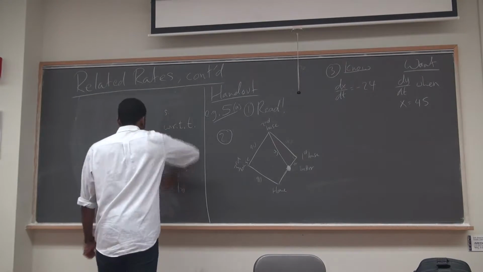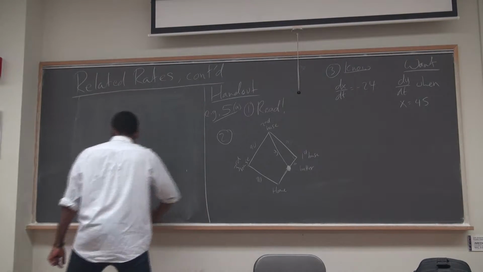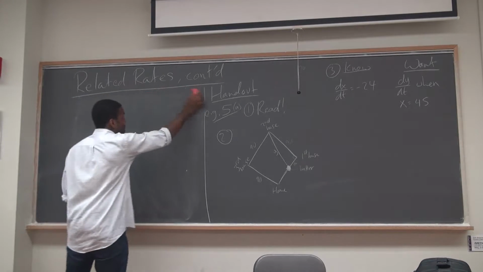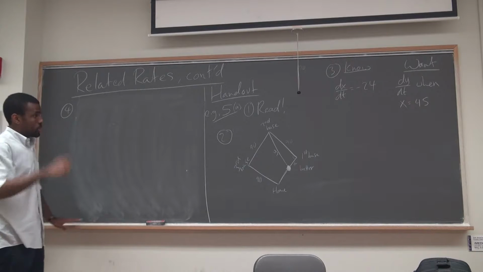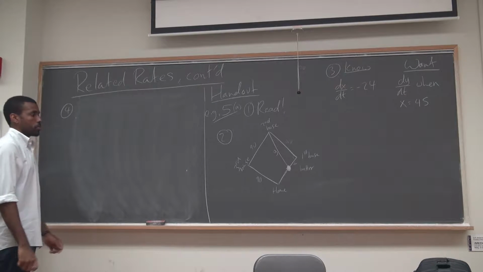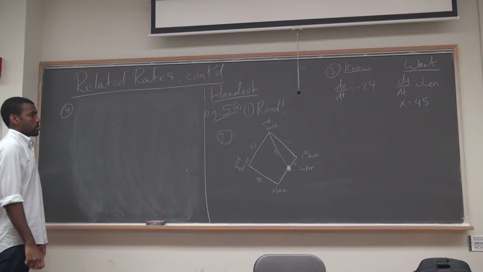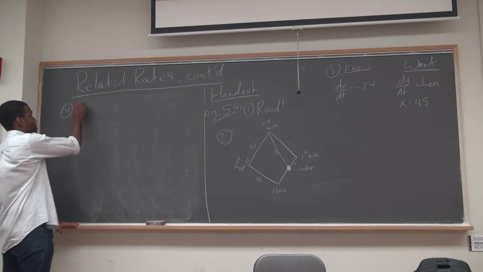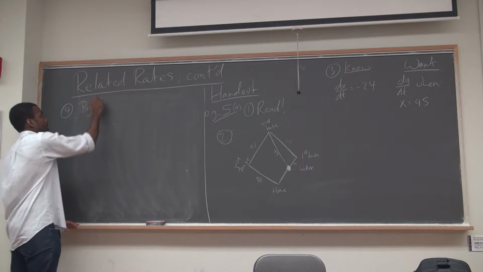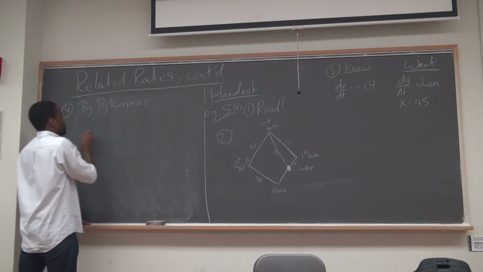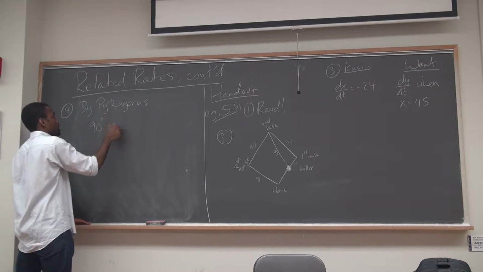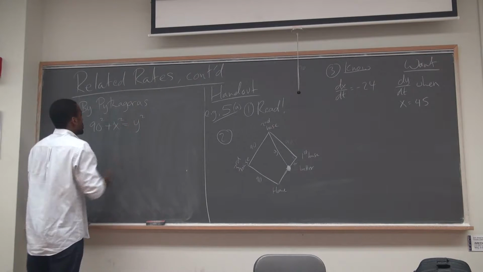Okay, so that's our diagram. We know what we want to find. Now the next thing is we need to find an equation that's going to help us get there, right? So before we come up with that relationship, what's the relationship here? 90 squared plus x squared equals y squared. Correct, Pythagoras' theorem. If I take 90 squared plus x squared equals y squared.